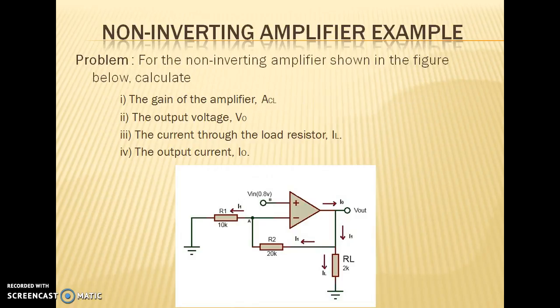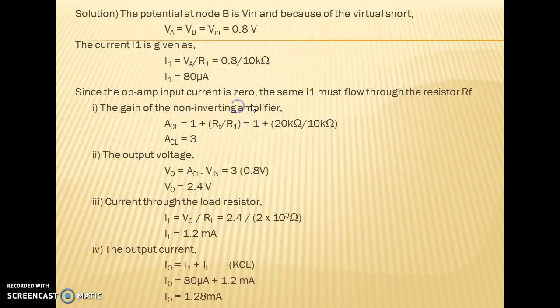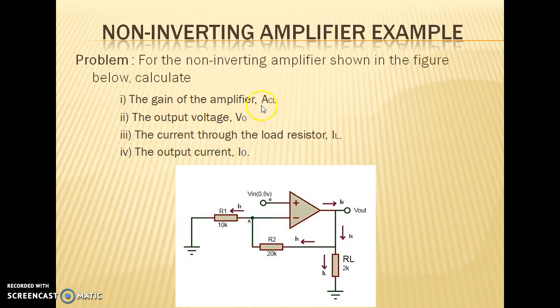Now we come to a numerical example of a non-inverting amplifier. We are expected to calculate the gain of the amplifier, closed loop gain, that is ACL, the output voltage, the current through the load resistor IL, and the output current I0. Let's first take a close look at the circuit. The op-amp is in non-inverting configuration as the input, which is 0.8 volts, is applied to the non-inverting terminal.